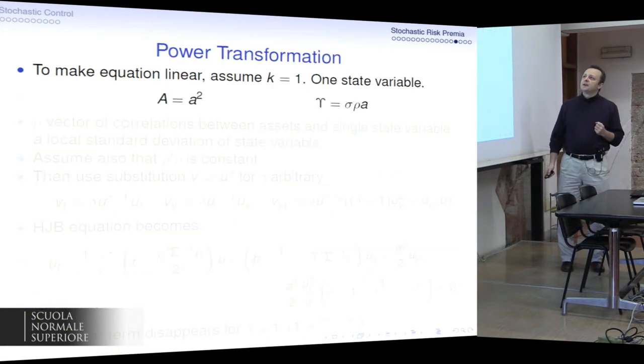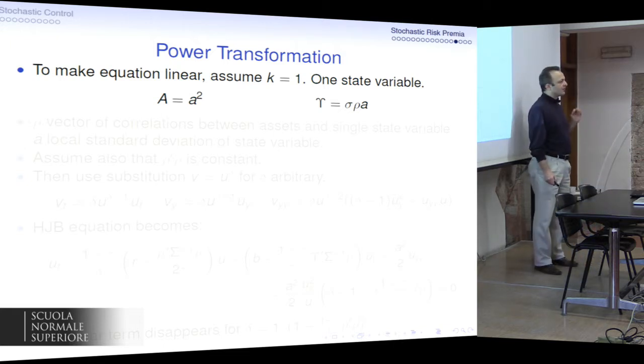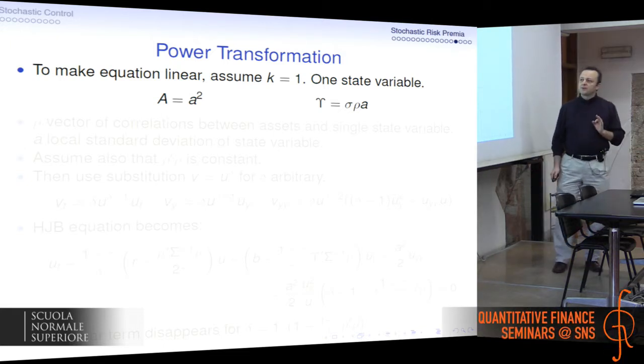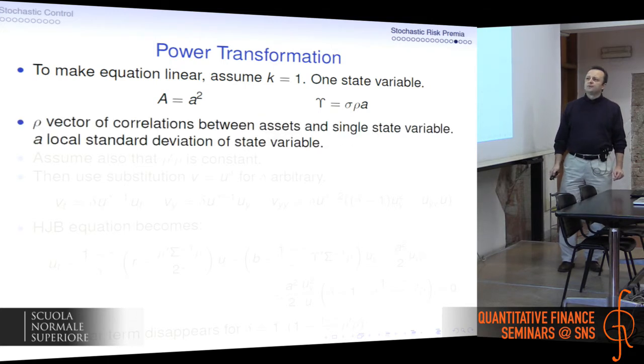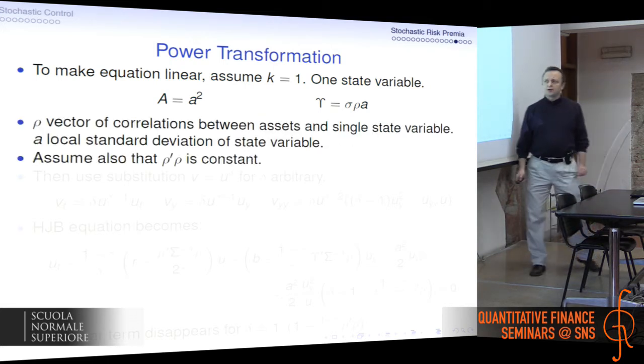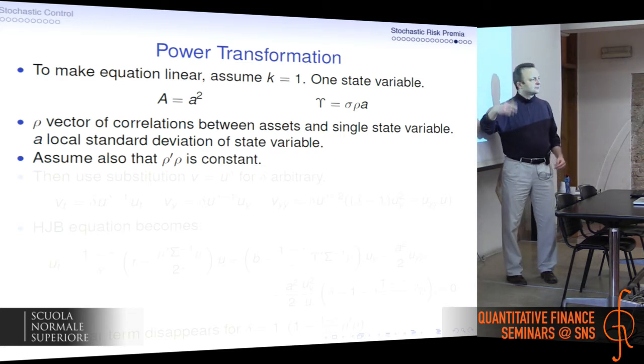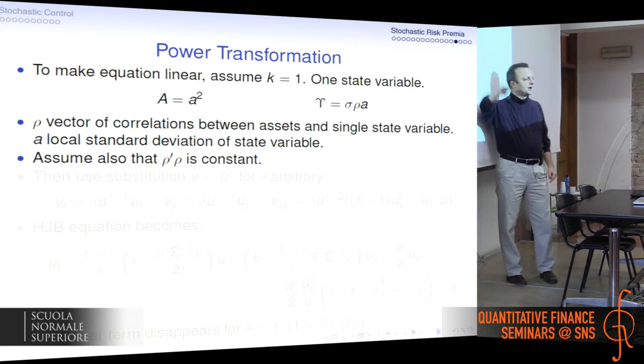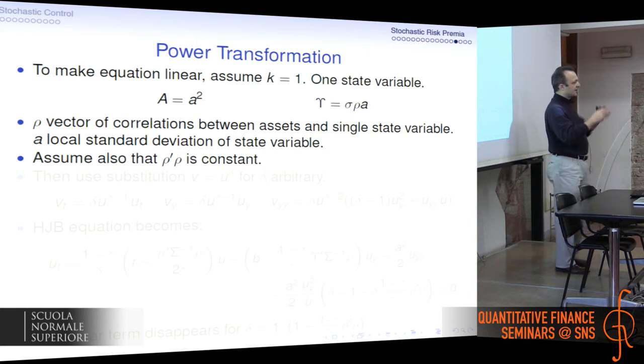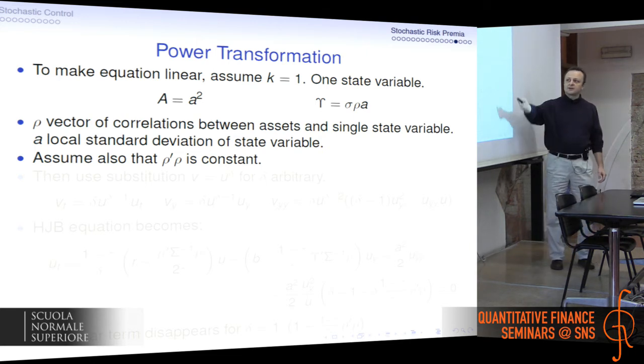Okay. Now, let me show you one more trick to solve these equations, and this trick will work under two conditions. One is that you have a single state variable, and two is that the correlation between the state variable and the entire set of assets is a constant, in the sense that rho prime rho, the sum of the squared correlations, is a constant. Each correlation can vary, but the sum of the squares should be a constant.